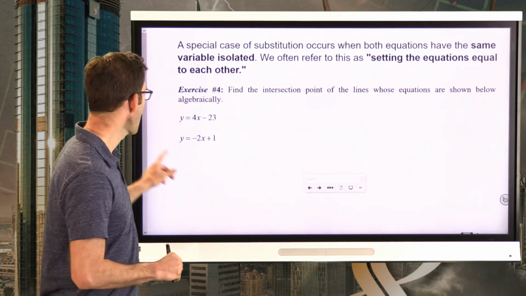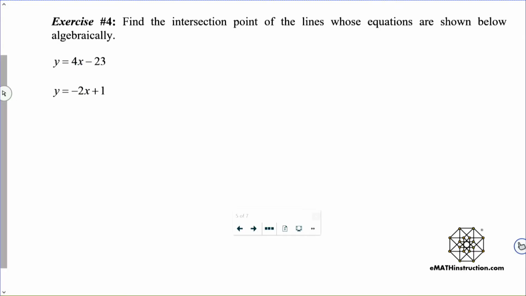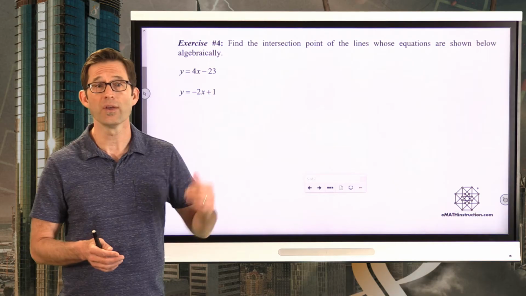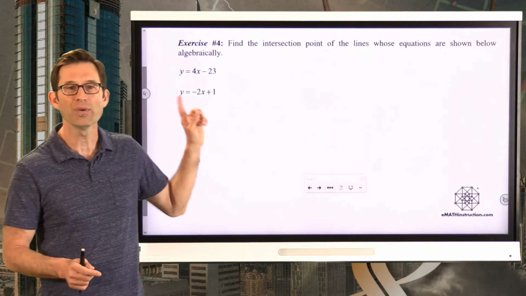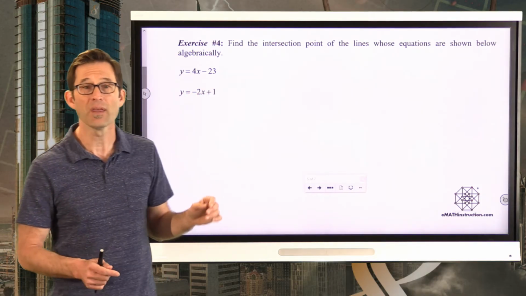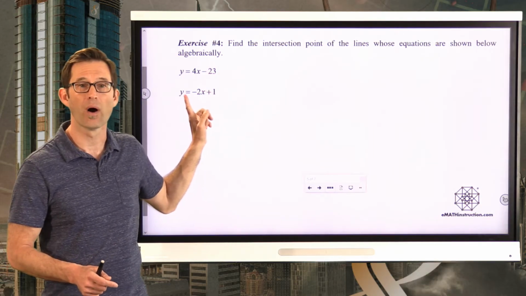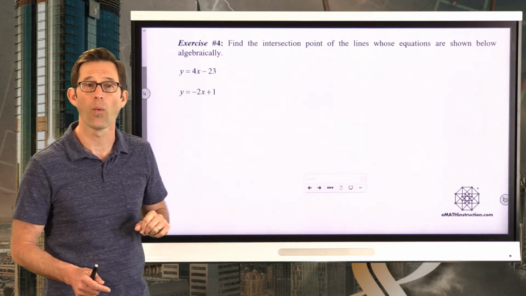So let's take a look at how this works in exercise number 4. Find the intersection point of the lines whose equations are shown below algebraically. Now remember, the idea is the solution to a system of equations will be an intersection point of those two equations. Notice in this case, both of the y variables are isolated. And that means I could either take 4x minus 23 and substitute it in for this y, or I could take negative 2x plus 1 and substitute it in for that y.